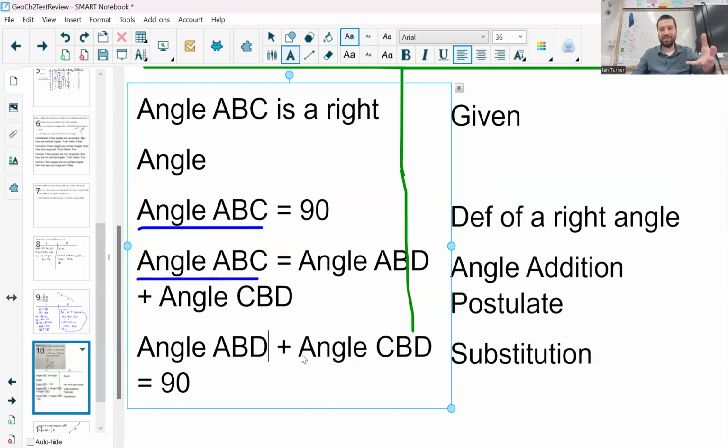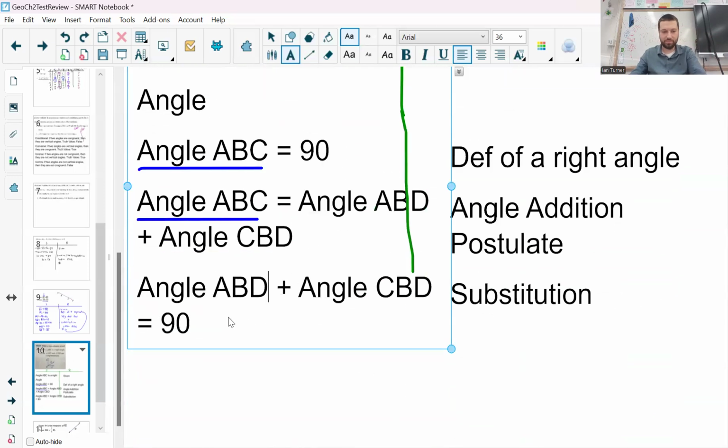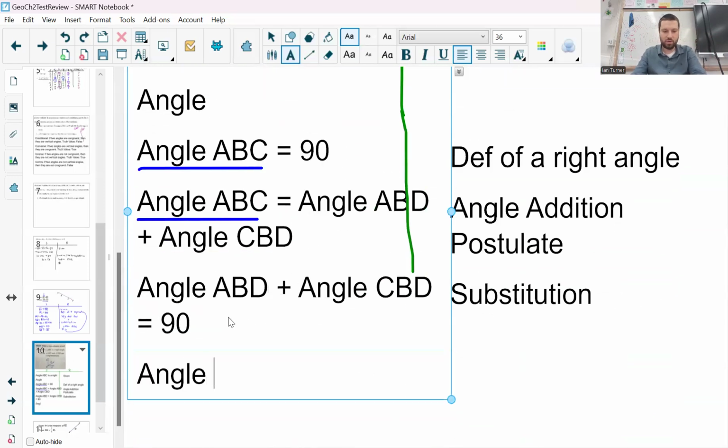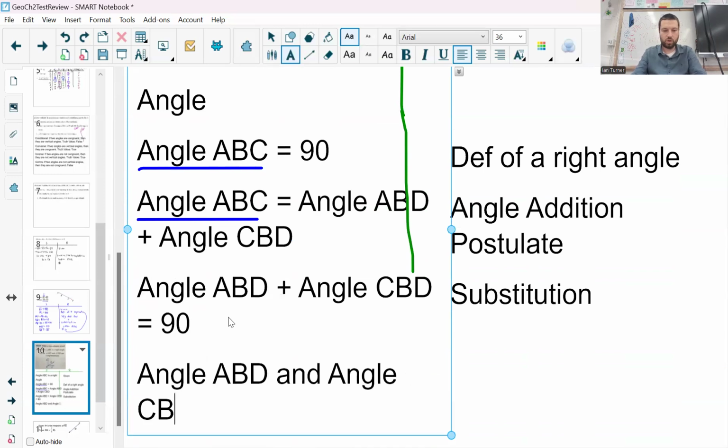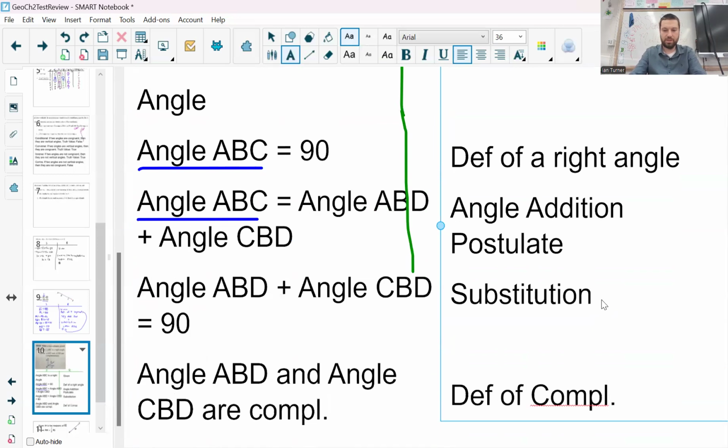Even though we can see that they're complementary here, we got to end with what it says to prove. So that's our last thing, just say that they're complementary. Okay, so last line, angle ABD and angle CBD are complementary. And then over here, just definition of complementary angles.